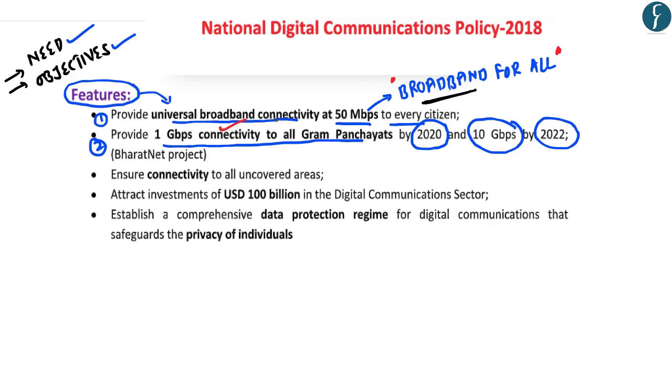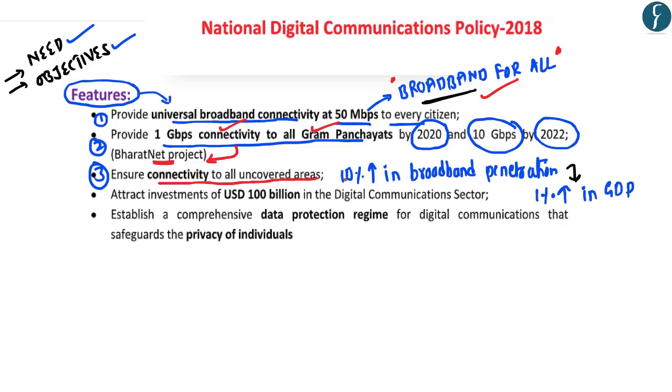Further, it has decided that the speed would be upgraded to 10 Gbps by the end of 2022. Now, this idea of providing connectivity to Gram Panchayat is as per the BharatNet project, which has been conceptualized by the government earlier. Further, with respect to ensuring broadband connectivity for all, it also intends to ensure connectivity to all the uncovered areas. Further, as we have discussed, a 10% increase in the broadband penetration in India leads to an increase in 1% of India's GDP.